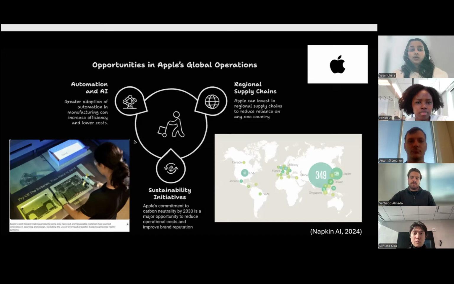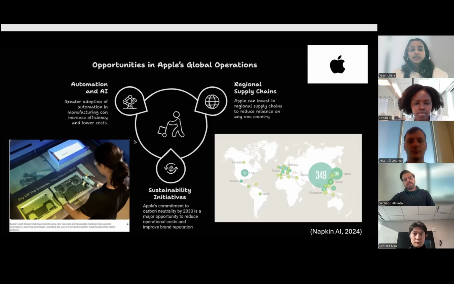So aligning its goal with the consumer demand for the greener product. And lastly, I have also learned from Apple's newsroom that they are using a lot of automation and AI for the robotic manufacturing, which not only increases their efficiency but also the product quality overall.